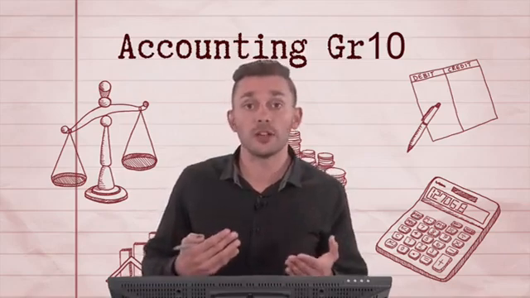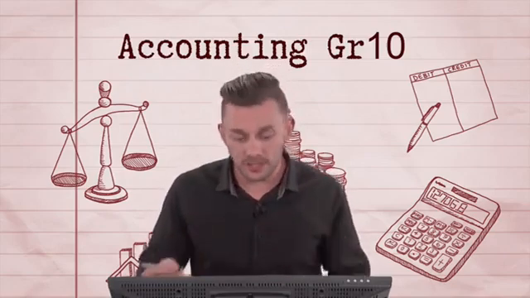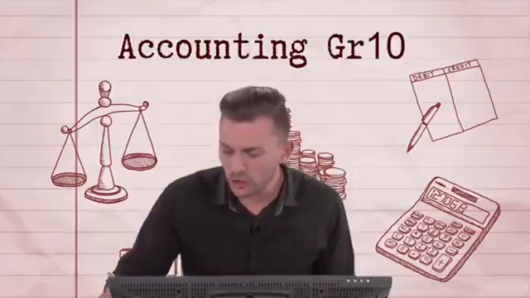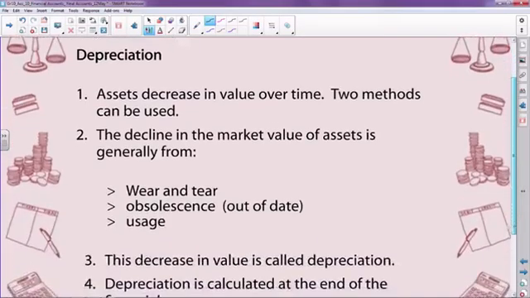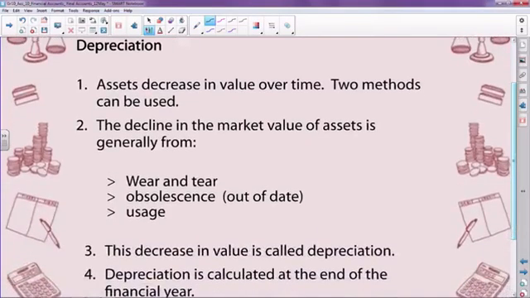Now, what do I do? There's two different methods that we're going to look at. And these two methods we did cover yesterday. Just want to quickly go through the notes so that you go and refresh your memory. Remember, all assets, except your land and buildings, will decrease over time. The two methods we do use.